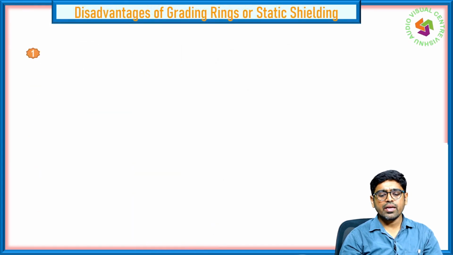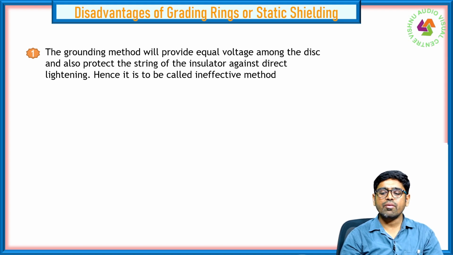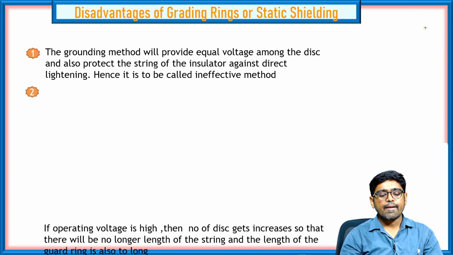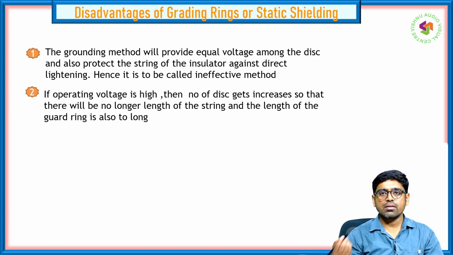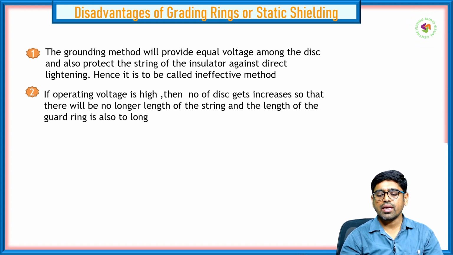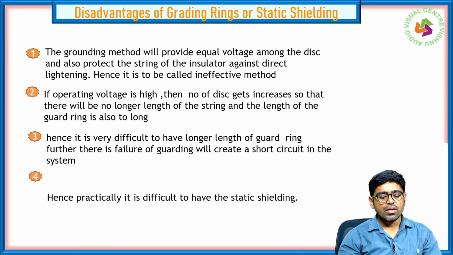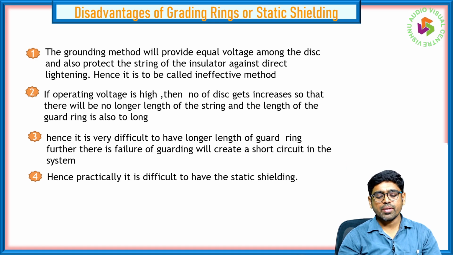The disadvantage of this grading ring method is that the grounding method will provide equal voltage among the discs and also protect the string of insulators against direct lightning, yet it is called an ineffective method. If the operating voltage is high, like 132 kV, 220 kV or 765 kV, the number of discs increases, so there will be a longer string and the guard ring is also long. A longer guard ring is required in that case, and hence it is very difficult to have a longer guard ring. Further, a failure of this guard ring will create a short circuit in the system. Hence practically it is difficult to use the static shielding method.